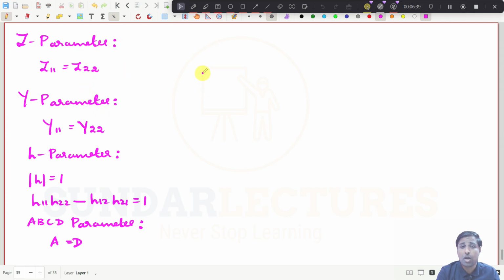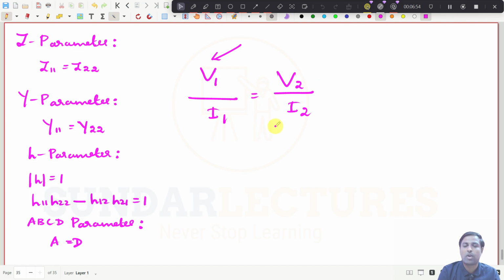What is symmetry? It is V1 by I1 equal to V2 by I2. That means this is nothing but the driving point impedance. Both driving point impedances are equal. The driving point impedance of two-port network number 1 and the load impedance of two-port network 2 are equal. Then you can say that the network is in symmetry condition, right?